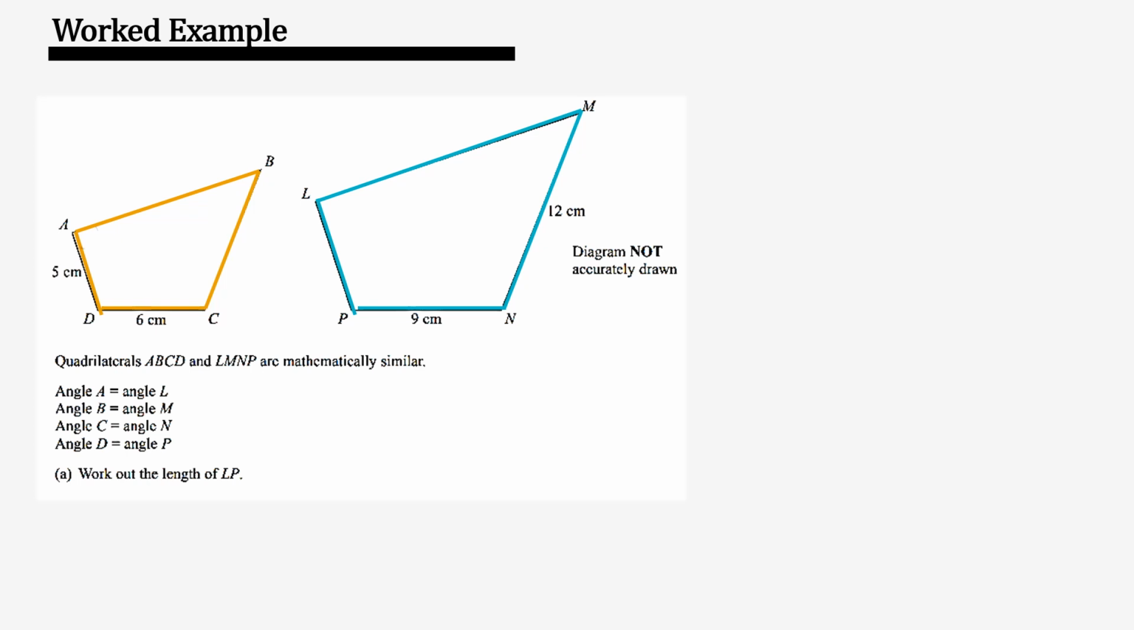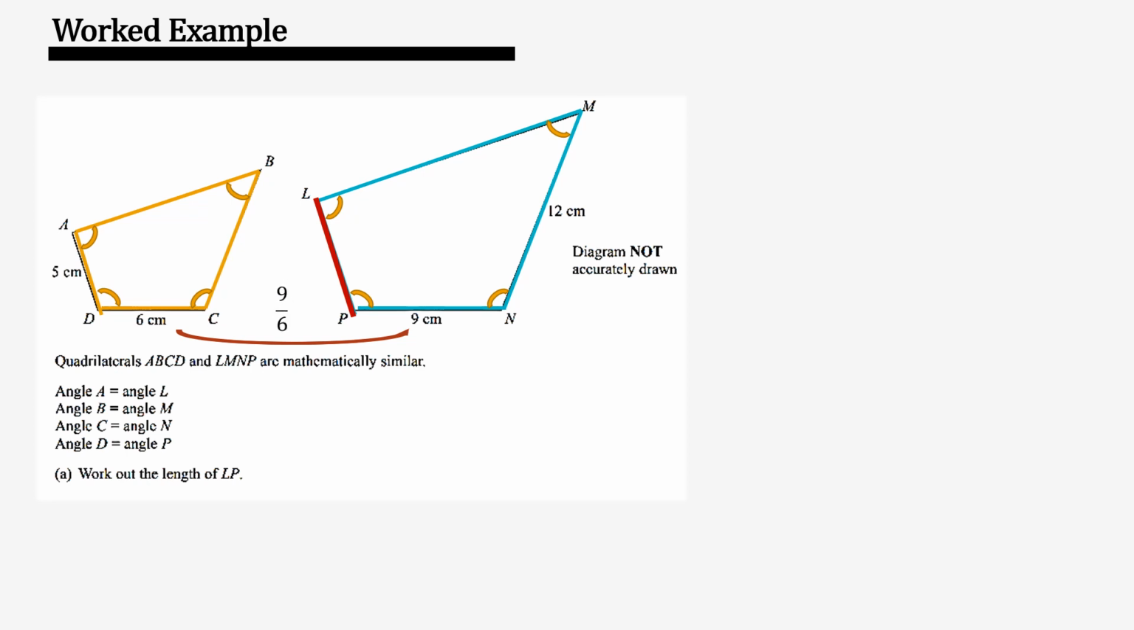So here angle A is equal to angle L, angle B is equal to angle M, angle C is equal to angle N, and angle D is equal to angle P. Now work out the length of LP. This is the length we are going to work on. The two sides which are equivalent are DC and PN, so 6 and 9. These are my equivalents.